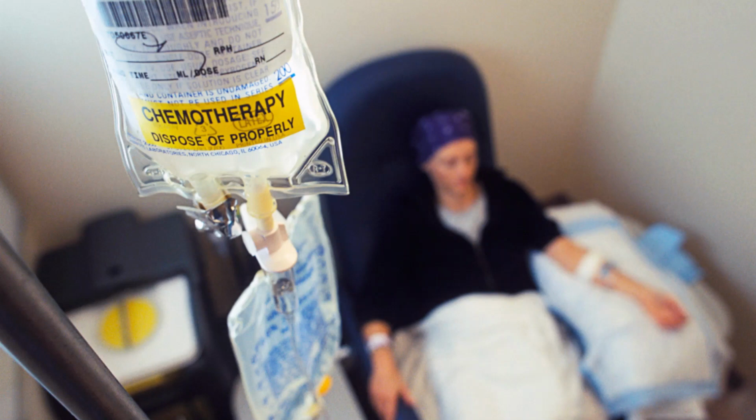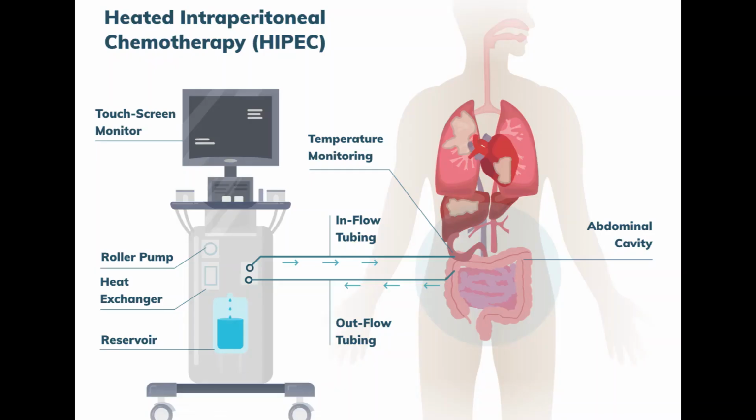In certain situations, chemotherapy drugs may be heated and infused into the abdomen during surgery. This process is known as hyperthermic intraperitoneal chemotherapy. The drugs are left in place for a certain amount of time before they are drained. Then the operation is completed.